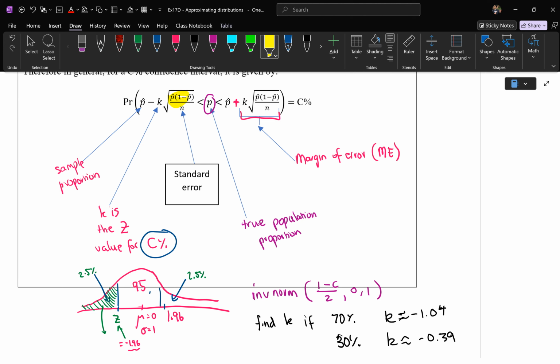Standard deviation. Yes, it's good. That's the formula I gave to you before. It's the standard deviation of sample proportion. So here, that's your standard deviation. But they also call it the standard error.